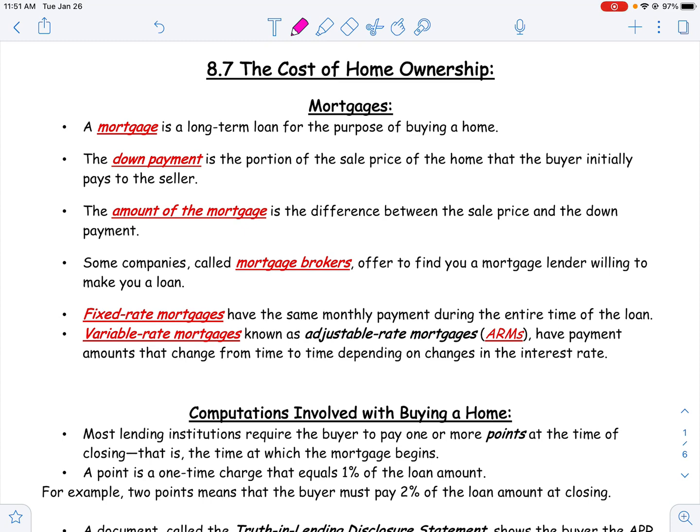Or you can do a variable rate mortgage, known as an adjustable rate mortgage or an ARM, where your payments could change from time to time depending on the interest rate. So as the interest rate goes down, your payment goes down. But as the interest rate goes up, your payment goes up, which could get you into trouble. So you've got to be careful with the variable rate mortgages.